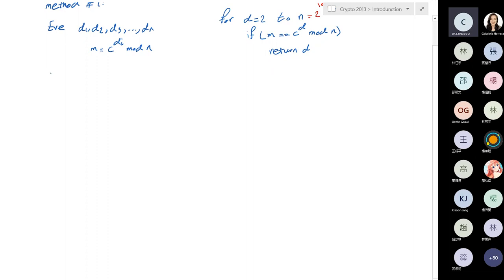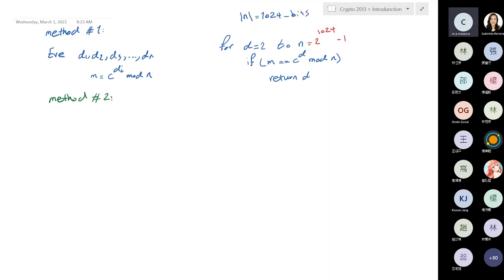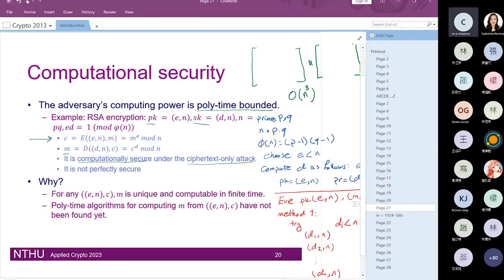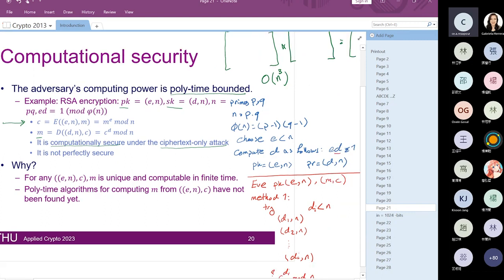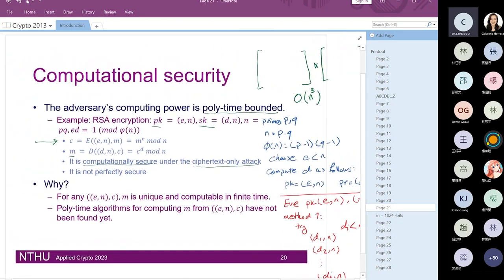And then method number 2 says that, well, we can actually factor n. If I know how to factor n, then I can find p and q. Then the rest of the computation Eve can do in polynomial time, so no problem, right? The only challenge is that if you know p and q, the rest of these lines can be computed very easily.